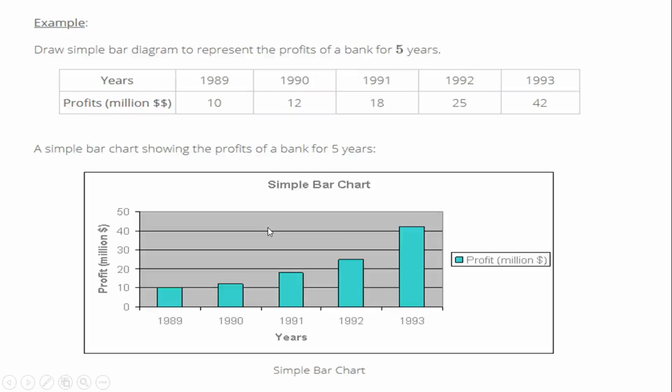This is an example of a bar diagram which shows the profit of a bank for 5 years. In 89 it is 10 million, in 90 it is 12, in 91 it is 18. So it is a simple bar diagram.